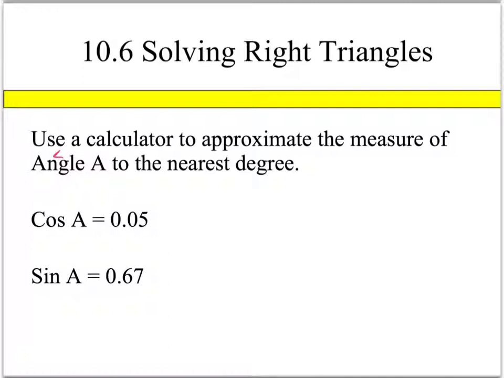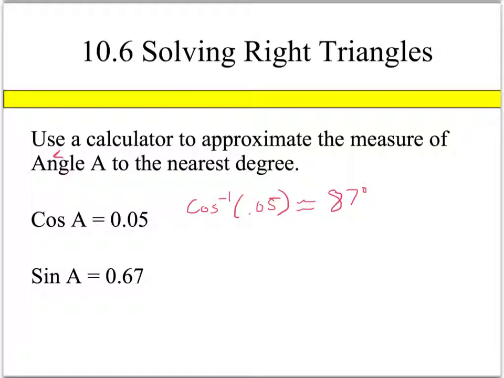All right, so if I take the cosine of A is equal to 0.05, I'm going to take the inverse cosine of 0.05, and I get approximately, to the nearest degree, 87.13401602. If I round that to the nearest degree, I get 87 degrees. If it's something different than what I came up with, make sure your mode is in degrees, not radians.